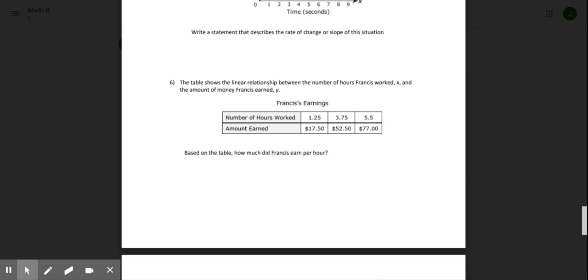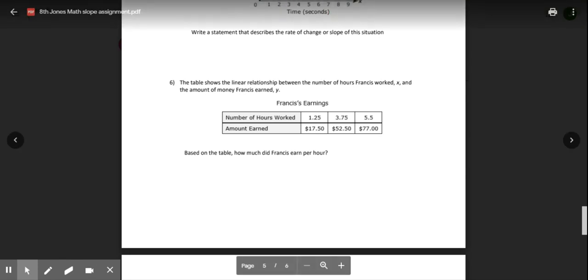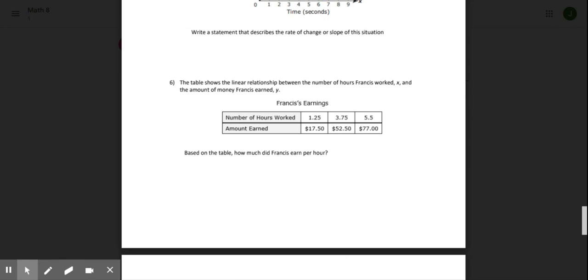This one, it says it's showing the table below. So what would I have to do here? Well, this is the amount he earns, and this is the number of hours. So I need to divide this number by this number here. So that would tell me how much it is per 1 hour. If it's 1.25 hours, he made $17.50.